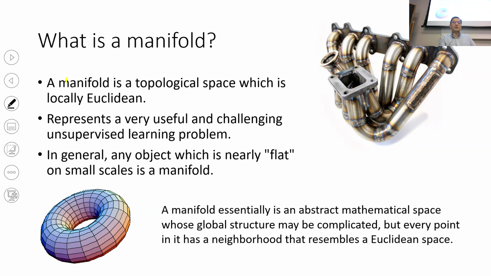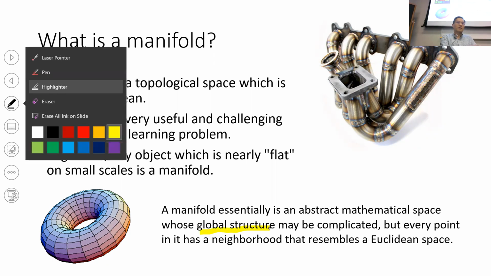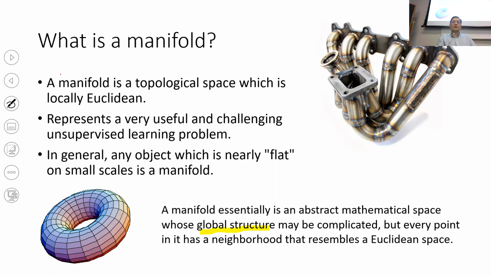So this global structure could be complicated. But if you look at a point of this structure, look at its neighbors, it follows the Euclidean distance definition. So you can describe it using the regular distance measurement.